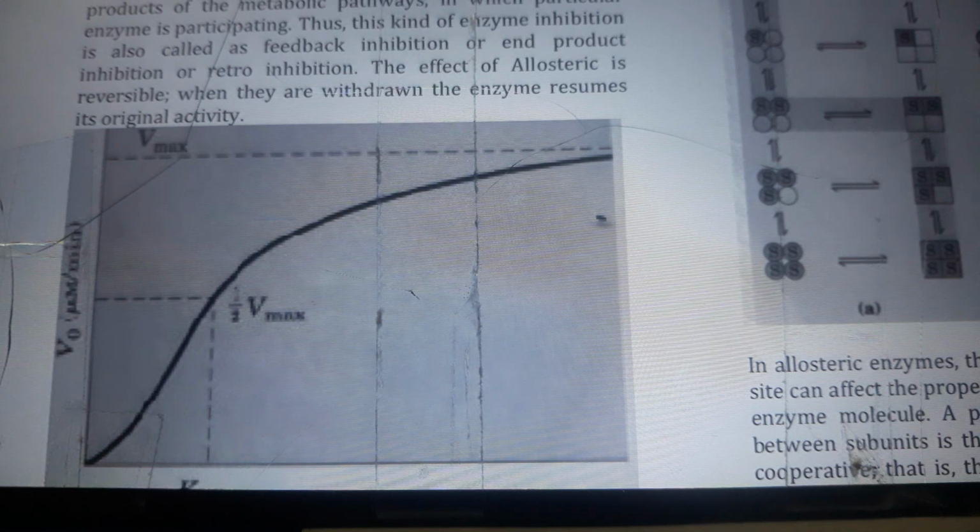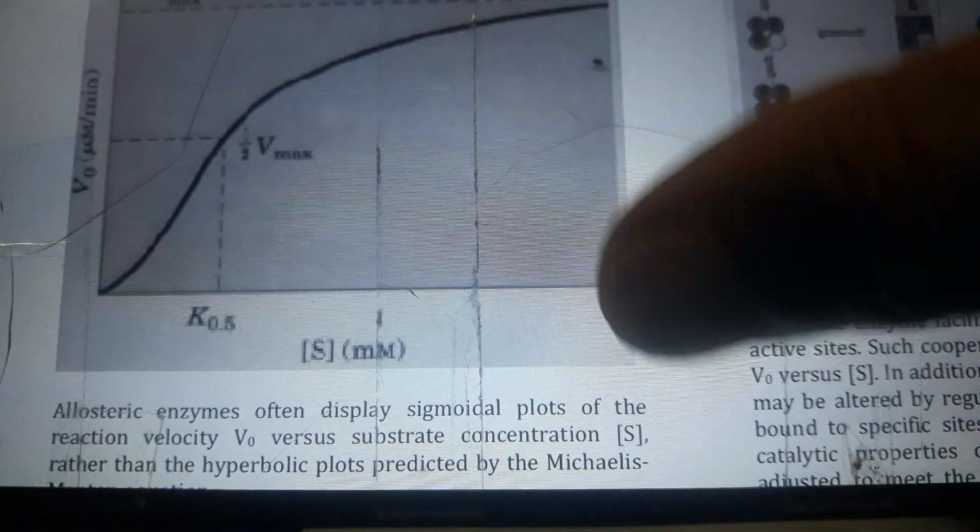The allosteric inhibitors are the end products of the metabolic pathways in which the particular enzyme is participating. Thus, this kind of enzyme inhibition is also called feedback inhibition, end product inhibition, or retro inhibition. The effect of allosteric inhibitors is reversible. When they are withdrawn, the enzyme resumes its original activity, and the graph shows this.